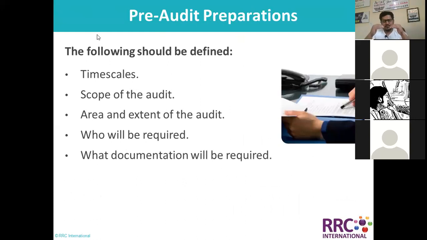Now let's see and understand the phases, or the steps, of auditing, like pre-audit preparation. If I want to conduct an audit, or I got instructions from the top management, the first step is pre-audit preparations. What I have to do is define the time scale and scope of the audit: which area, which department, which location I'm going to audit, the area and extent of the audit, and who will be required. Can I do it individually, or do I need some other team members?